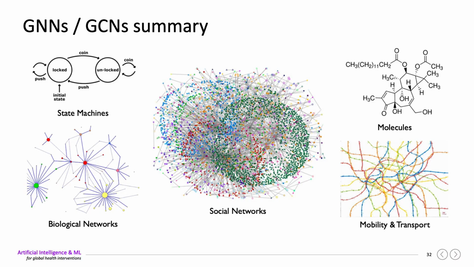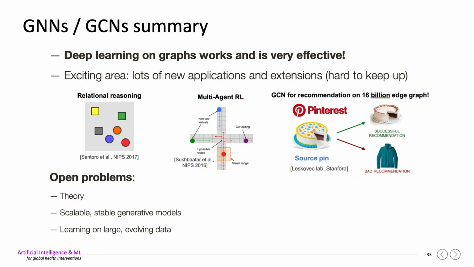Let's continue that summary with the state of the field. The message here is that deep learning on graphs works and is very effective, and it is an exciting area with many new applications and extensions that are hard to keep up with. The examples shown are relational reasoning, from Santoro and colleagues, NIPS 2017.